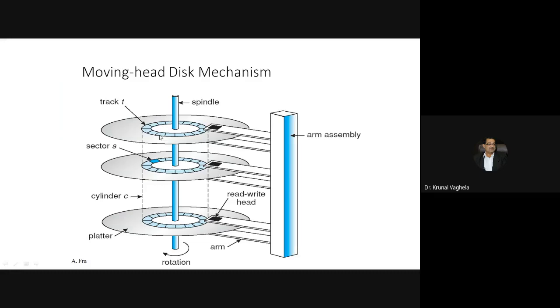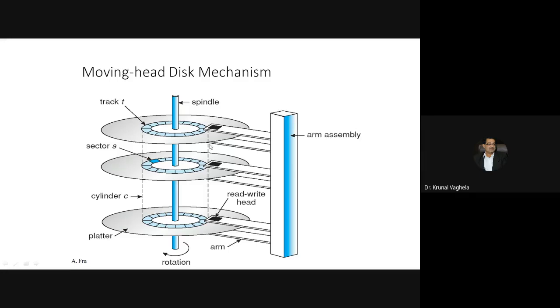Now consider your data is here. Your data is here, right? So this arm will keep moving like this. This arm cannot be taken over here, but it will move like this, so that it can cover the entire surface of the disk. So consider these are the cylinders. You need to imagine something. So this arm will keep moving like this to this.